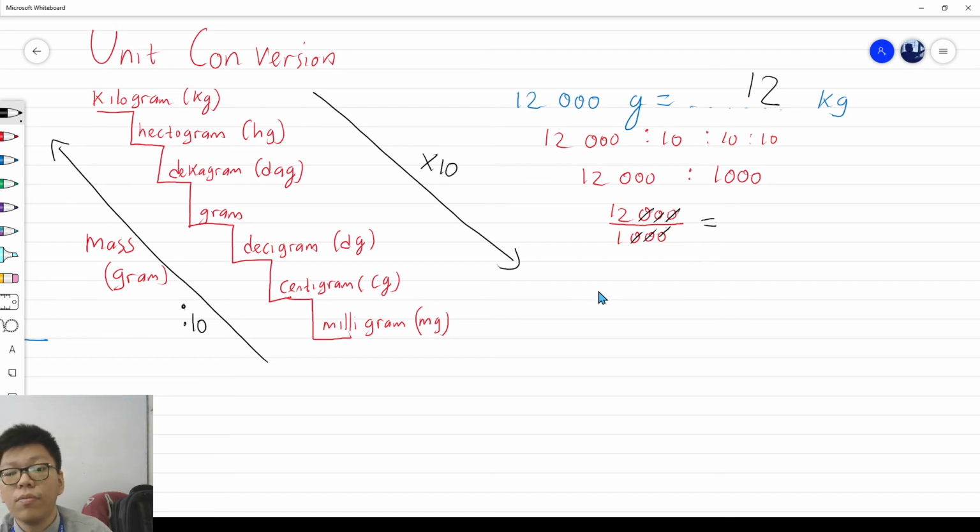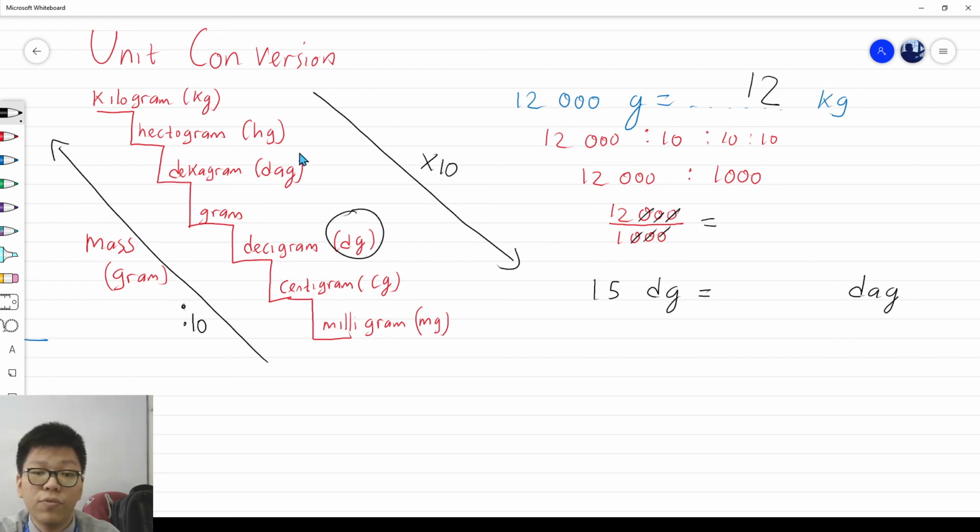Another example. How about it is going to be decimal? For example, if I have 15 decigrams, I want to convert it into decagrams. Okay, so from decigrams to decagrams, it will rise twice. So it will be 15 over 100. I will make it here because this one is easier. You can leave it as a fraction. You can simplify it, you divide both with 5.